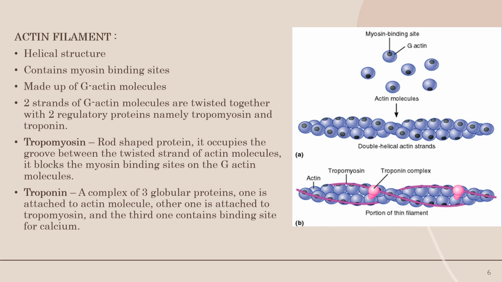Troponin is a complex of three globular proteins. One is attached to the actin molecule, another is attached to tropomyosin, and the third contains the binding site for calcium.